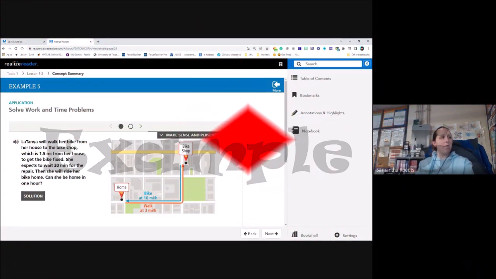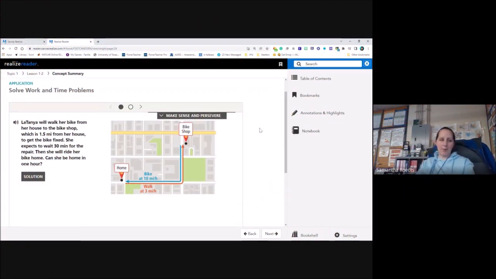All right, example 5, solve work and time problems. LaTanya will walk her bike from her house to the bike shop. So here's her house, bike shop, which is 1.5 miles from her house to get the bike fixed. She expects to wait 30 minutes for the repair, then she will ride her bike home. Can she be home in an hour?